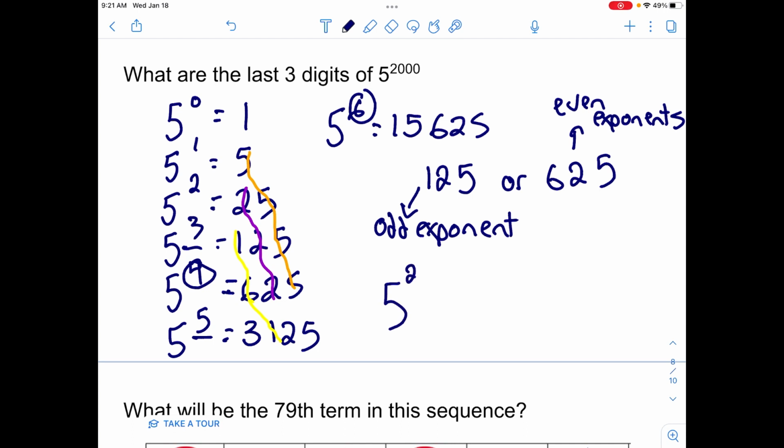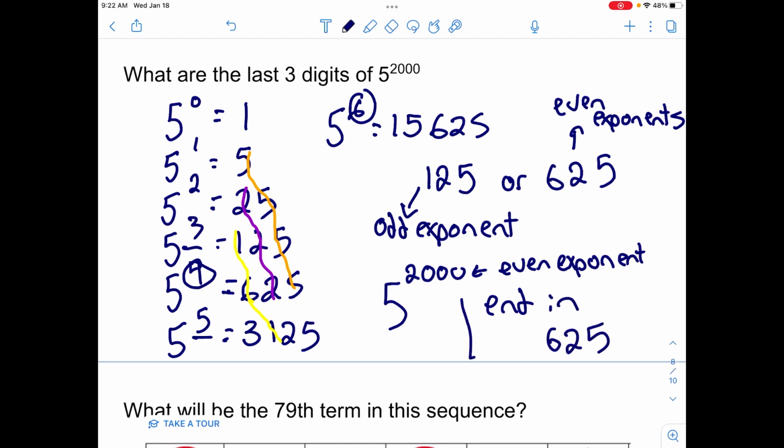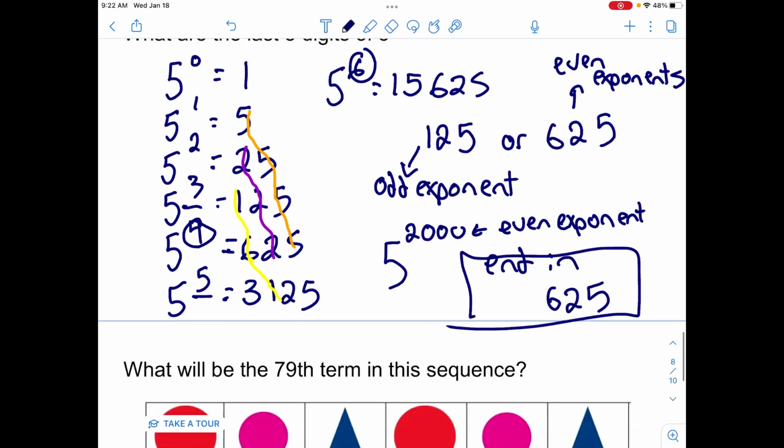So now 5 to the exponent 2000, without even having to evaluate it, I know that since it is an even exponent, with our pattern for powers with base 5, it will end in a 625. There we go. All right, a pattern. We found the pattern, and we just had enough to know even or odd, and it makes our life a lot easier. I love patterns.